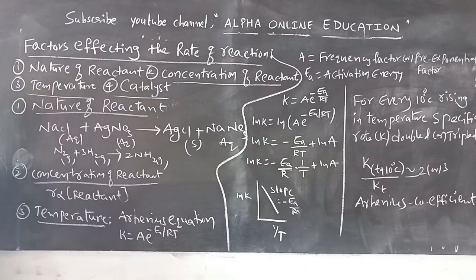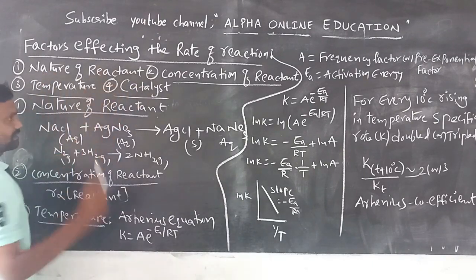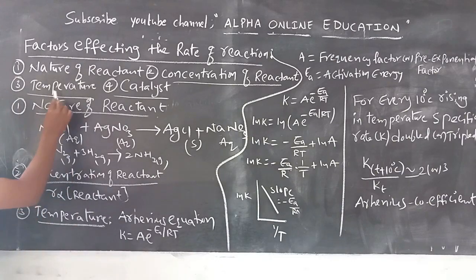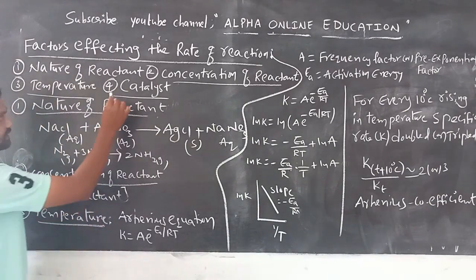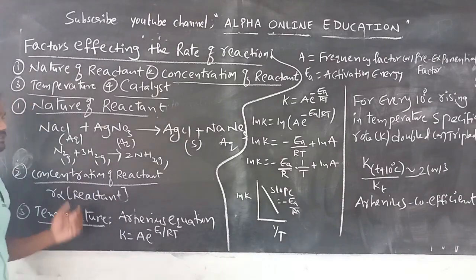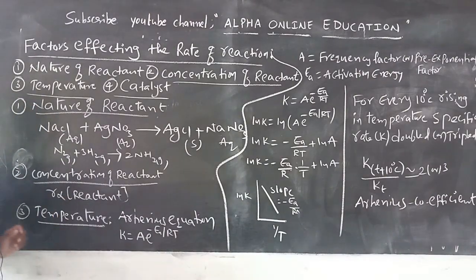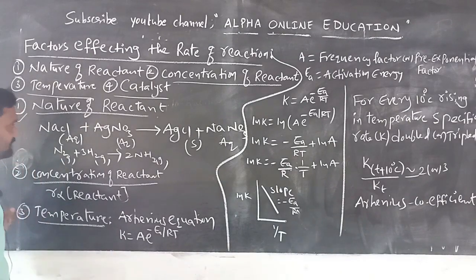So these are the four factors affecting the rate of reaction: the nature of the reactant, the concentration of the reactant, the temperature, and the catalyst. Here we study them one by one. Moving to the first factor, the nature of the reactant, we observe two examples.